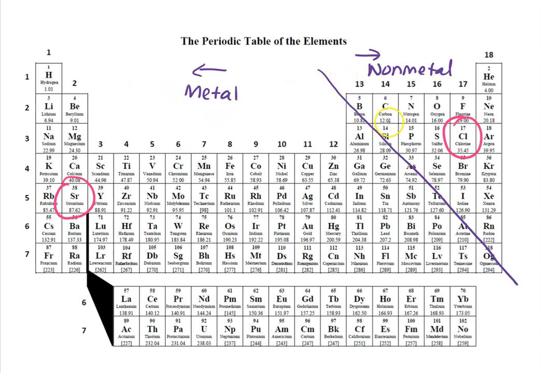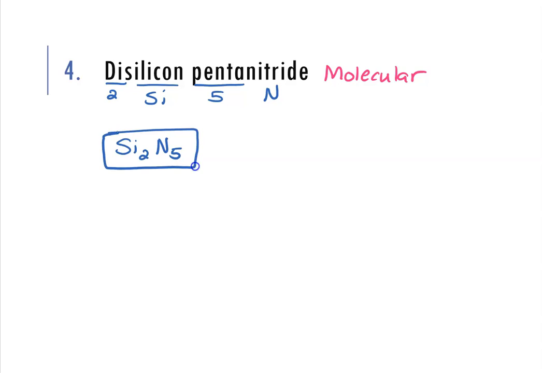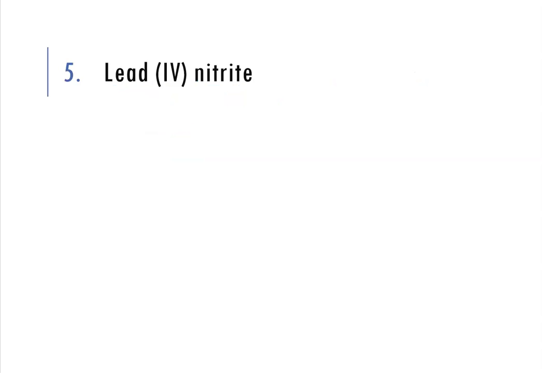All right, next up, disilicon pentanitride. Again, prefixes mean that it's molecular, but just to double check, this doesn't end in acid, so it's not an acid. Silicon here is a metalloid, which means it falls on the nonmetal side, so this is molecular. Di is 2, silicon is Si, penta is 5, nitride is nitrogen, which is N. Si2N5.